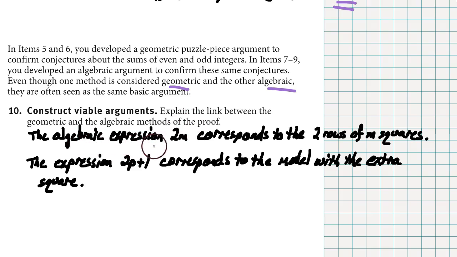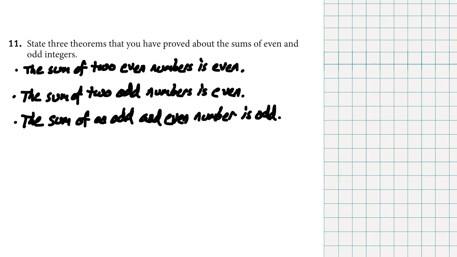The algebraic expression 2m corresponds to that geometric model of having two rows with m squares. The expression 2p plus 1 corresponds to that geometric model of having two rows with p squares plus an extra square in one of the rows. So number 11, let's state the three theorems that we just proved.